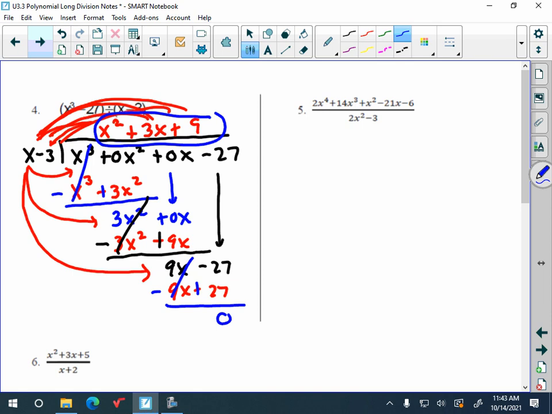order. All right, so let's do 5. So 5, if you do it right, you should get a remainder 0. So you can go ahead and try it.